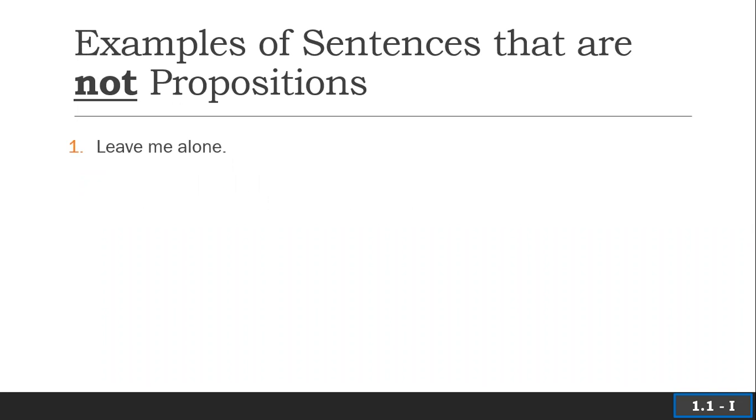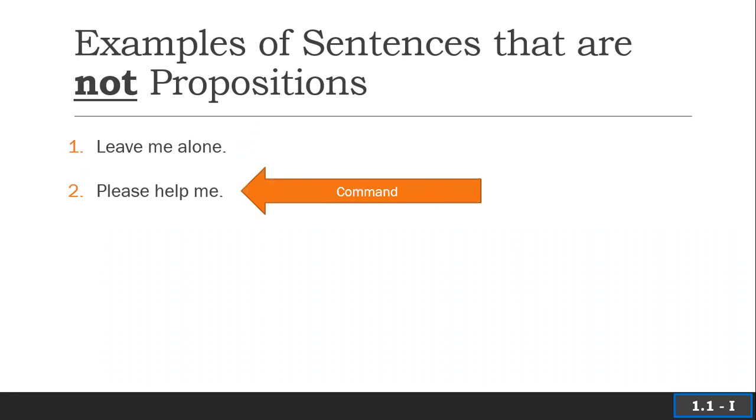And let's look at some examples that are not propositions. Leave me alone. If you think about it for a second, that does not have a true or false assignment. That's because it's a command. You're telling someone what to do. Please help me. This is polite, but it's still just a command. It's not a true or false statement.